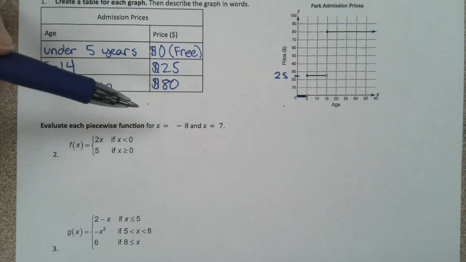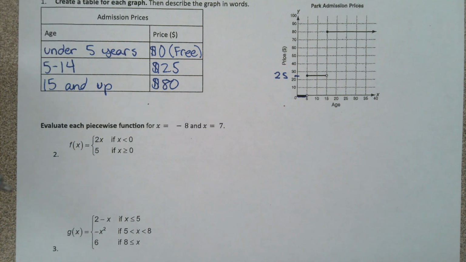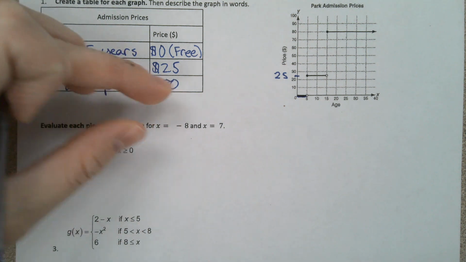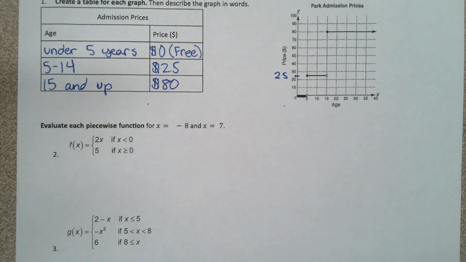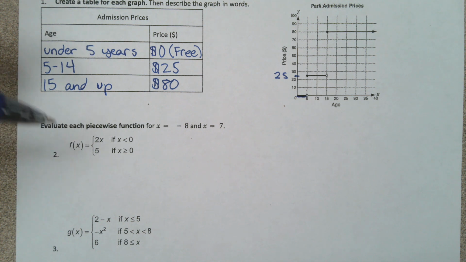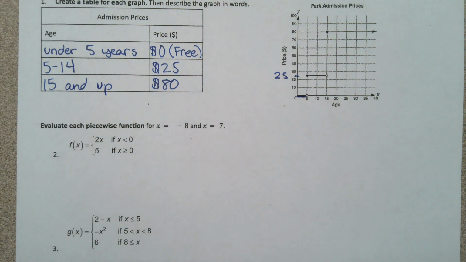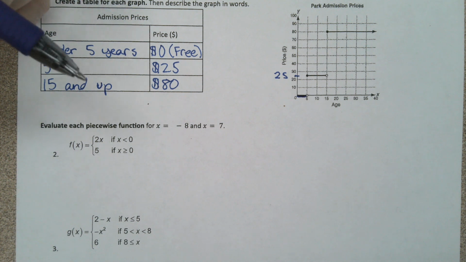Evaluate each piecewise function for x equals -8 and x equals 7. So they want us to, if I plug in x, what is the f of x? What is y going to be for each of these functions? So number 2, here we have f of x. This is just notation for y. I'm not going to write down y though because I am going to keep using this. If I'm graphing though, I like to use y instead of f of x.